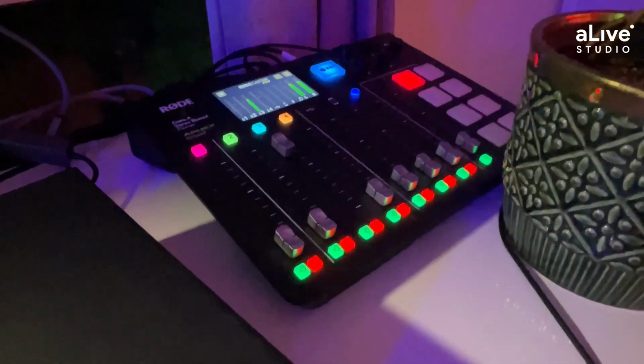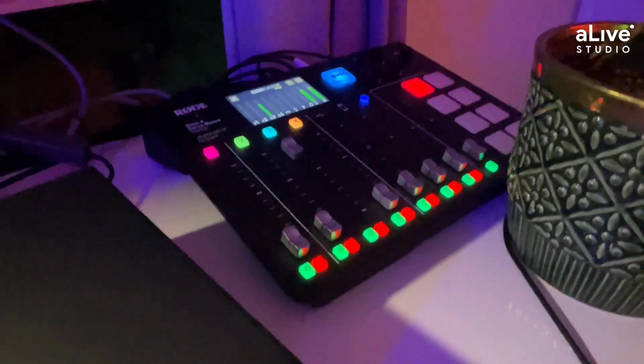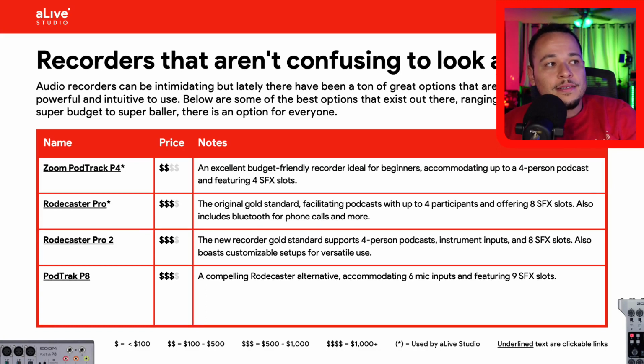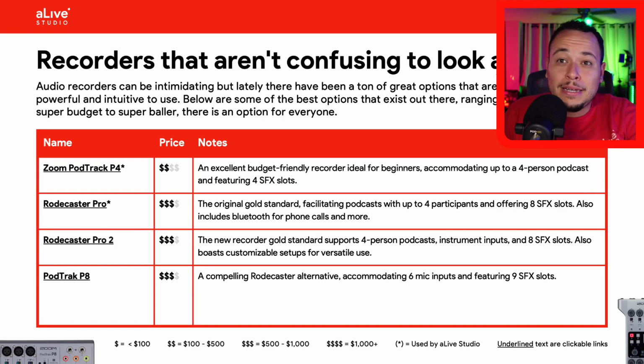But I can show you the Rodecaster Pro. The Rodecaster is the go-to. I think they really put this type of device on the map in regards to podcast recorders that just work and don't make things look crazy, stupid, confusing. That is why I have those two things linked up first, the Zoom PodTrack being the first one. You can probably get the Zoom PodTrack for like $250, maybe even $200 used, maybe even $100 used if you're finding the right spot.